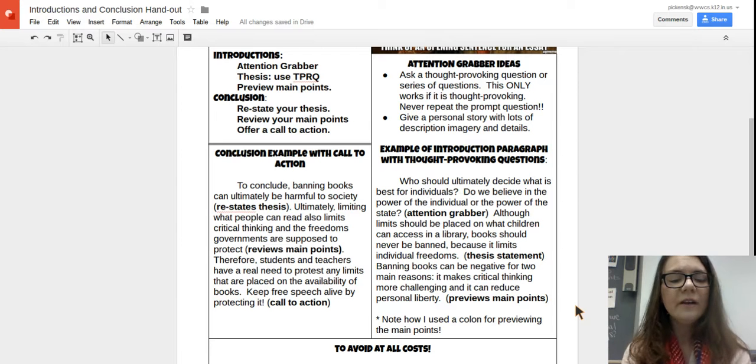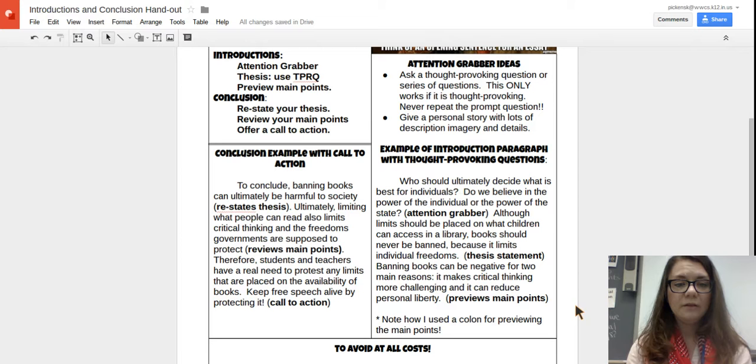Okay, when we get to our conclusion, we're going to begin by restating our thesis, and we're going to use a transition there: in conclusion, to conclude, to end with. And those are good words to signal to our audience we're reaching the end here. And we're going to restate our thesis. I'm not going to use TPRQ here. I'm just going to really say what my main position has been in my essay so far. Then I'm going to review my main points. And then I'm going to have some sort of call to action to my audience. What should they do in response to my argument?